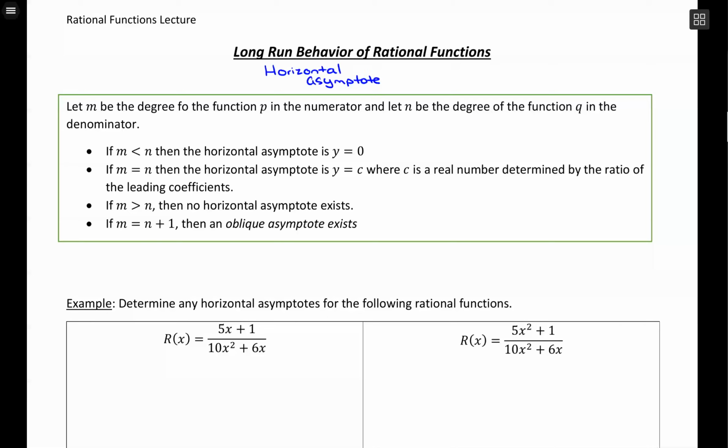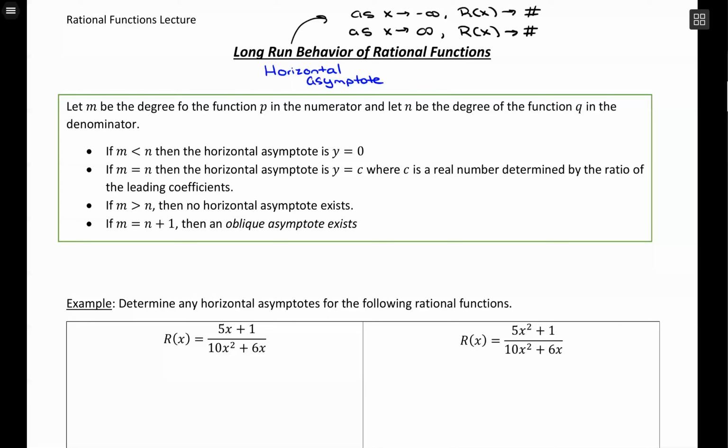Now, like we talked about in the last video, long-run behavior is where you describe, as x goes to negative infinity, what is our function doing, in this case a rational function. As x goes to positive infinity, what is our function doing. And if we have a horizontal asymptote, then this is going to be a number.